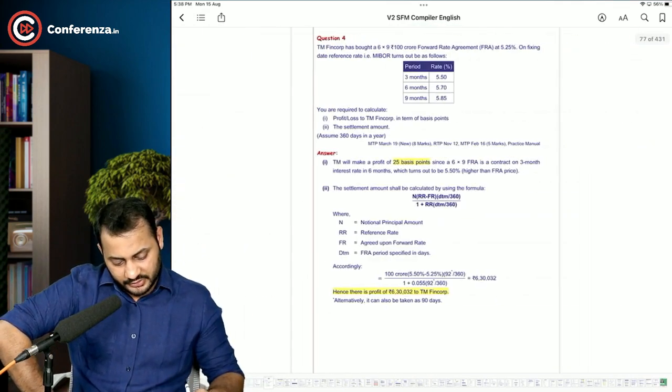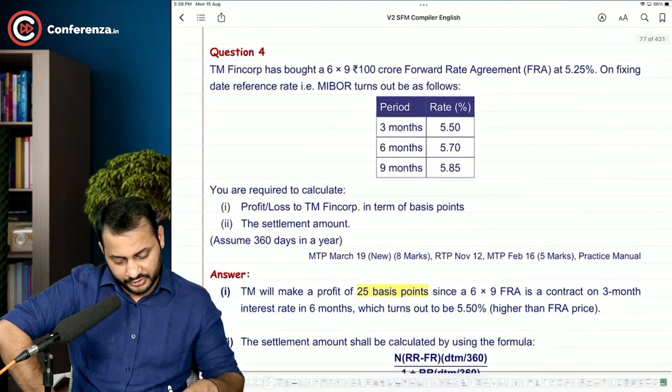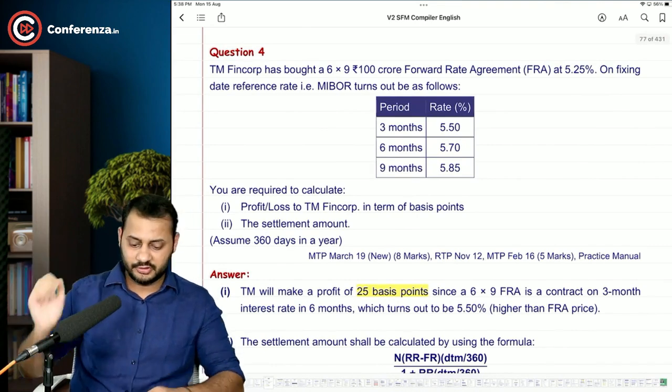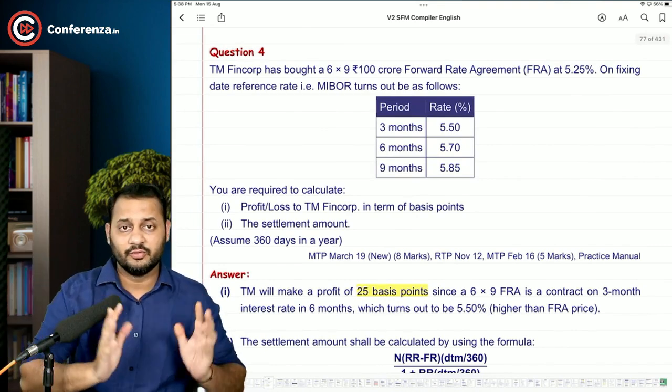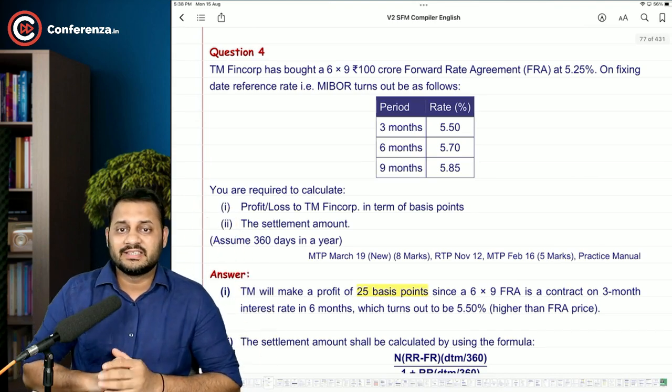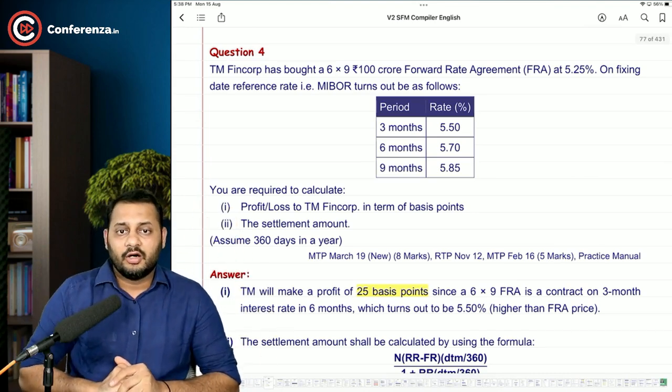So this is question number 3. Let's come to question number 4 now. This was all first question, second question, third question, and the fourth one. All the 4 depend on the forward rate agreement itself. TM FinCorp has bought a 6 by 9 FRA of 100 crore.